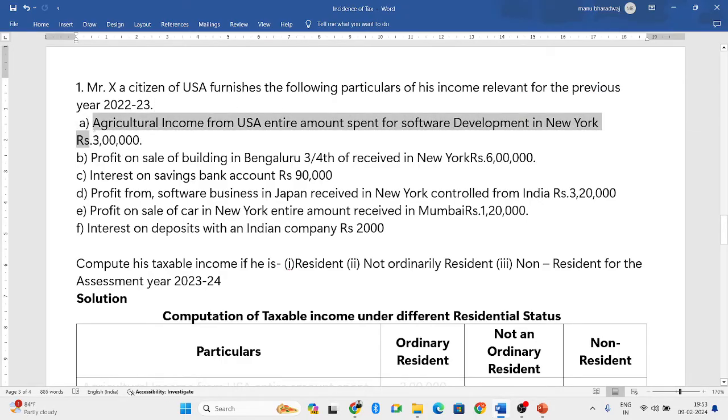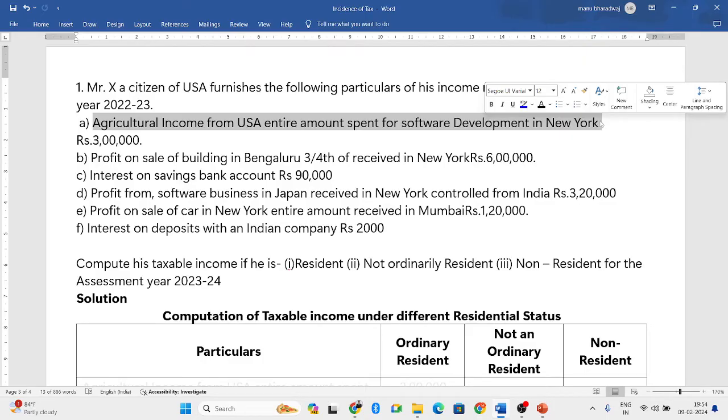In each transaction you have to analyze 2 different points: where the income has arisen and where the income has been received. So agricultural income from USA, so the arising aspect is also USA, which is outside India, and the amount was entirely spent on software development. I spent that amount in New York, but wherever he spends, that is not our point here. Our point is where he has earned the income and where he has received the income.